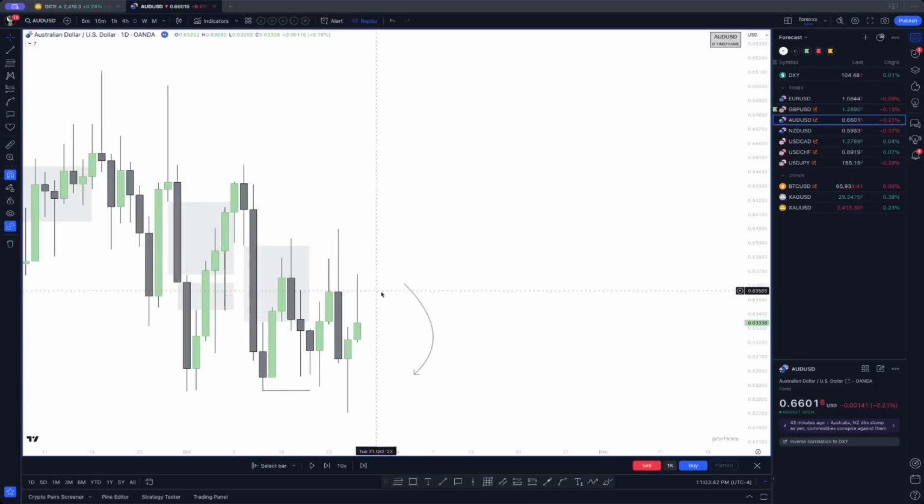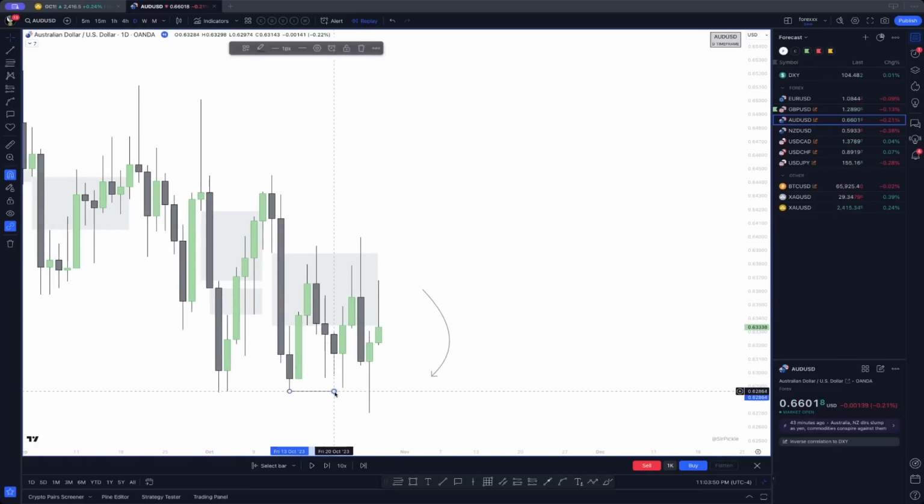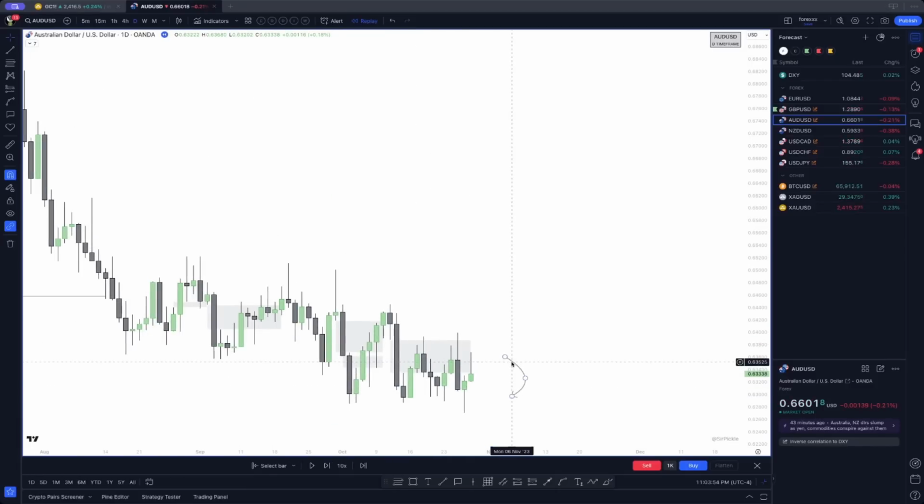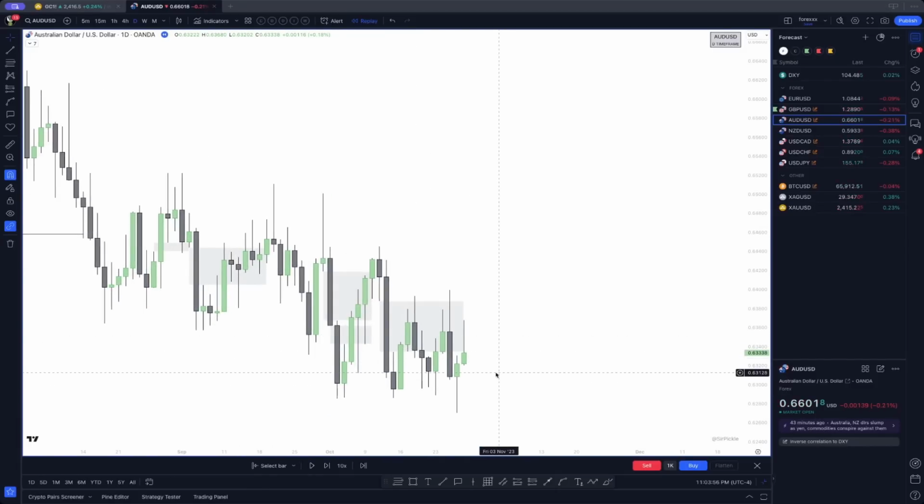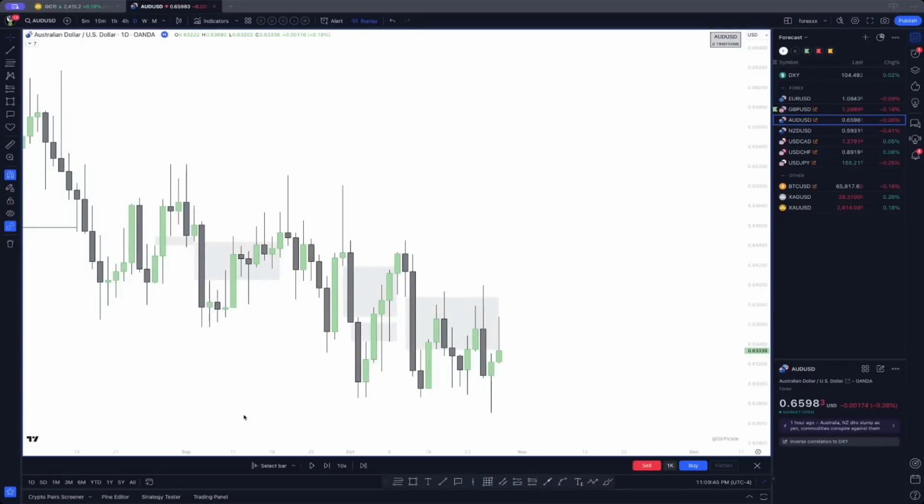Of course it doesn't. As you see, we start chopping and not really respecting this weekly fair value gap at all. So this is all very, very avoidable price action right here. Let's keep moving forward and see if we ever get a fair value gap that creates a new fair value gap.